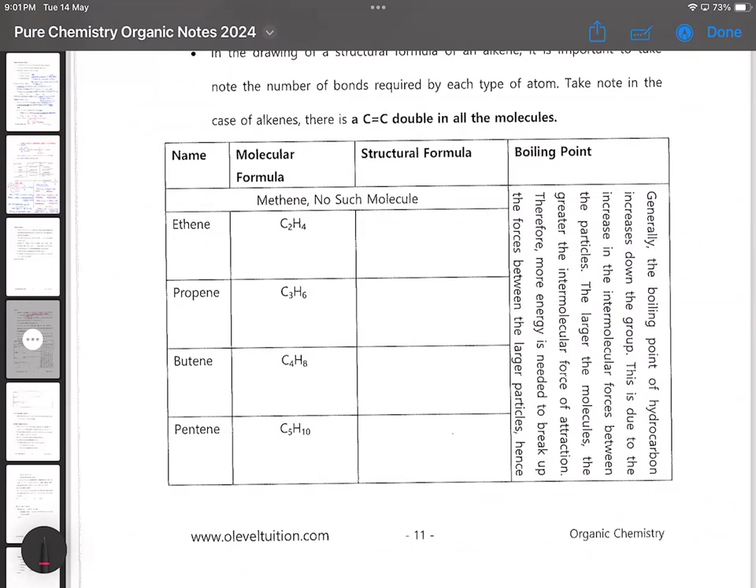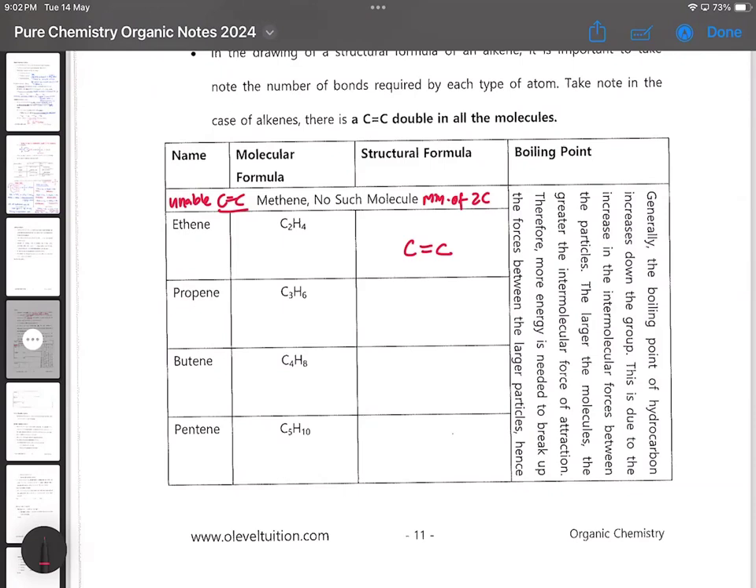Okay, methane, no such molecule. Why? If you look at this case, it is unable to have a C=C double bond. To have a C=C double bond, you need a minimum of 2 carbons. That's why there's no such thing as a one carbon alkene. Okay, so in terms of this structure here, how do we draw it? This is how I will normally draw a C=C double bond structure, and it's very safe. So normally I'll do this.